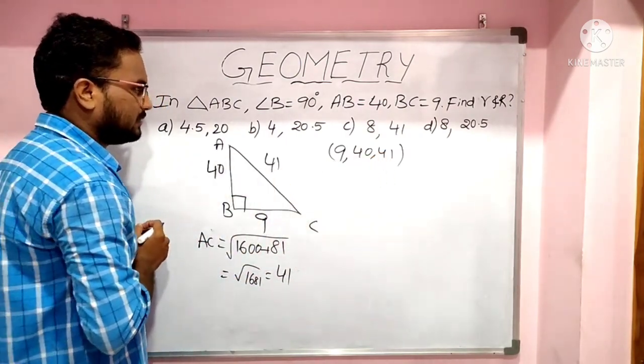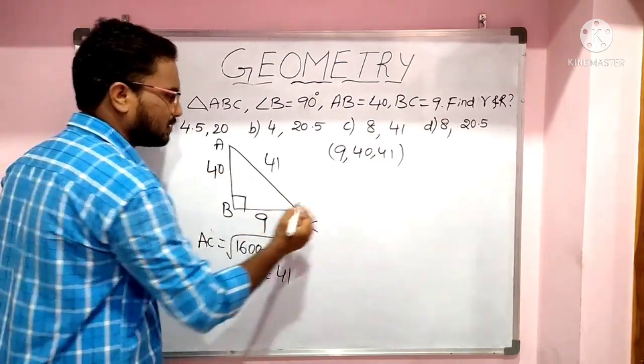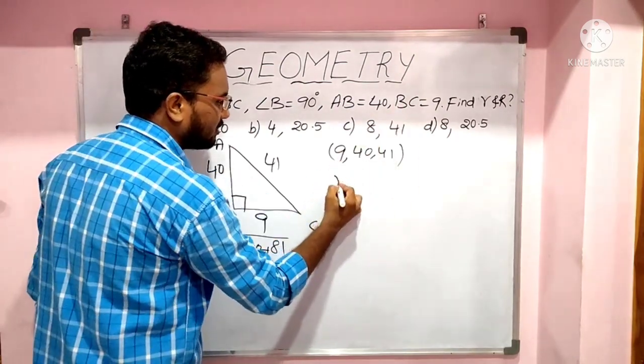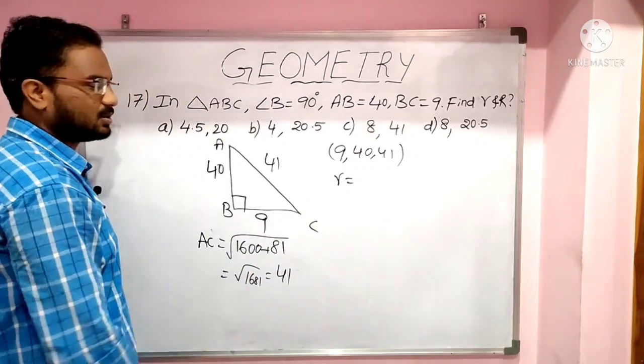So we need to find first circumradius, capital R. First inradius, sorry, small r. What is inradius?